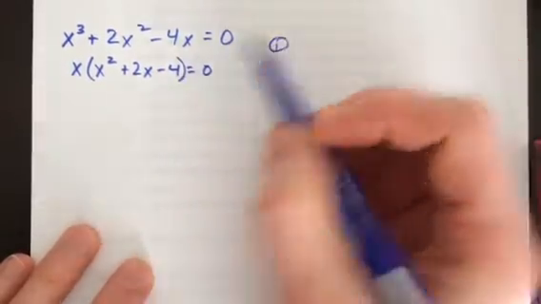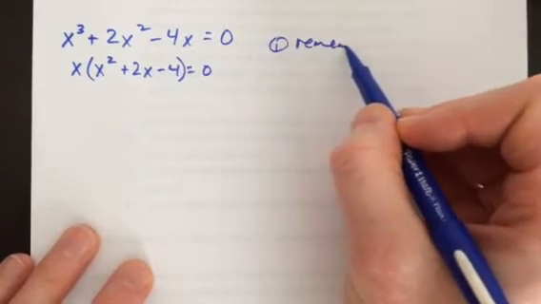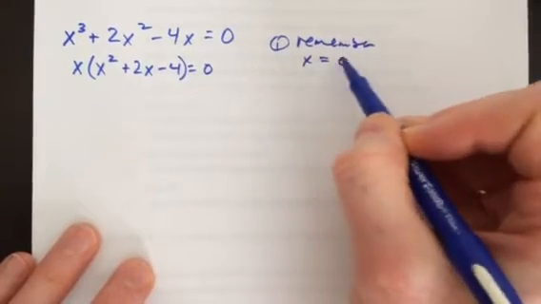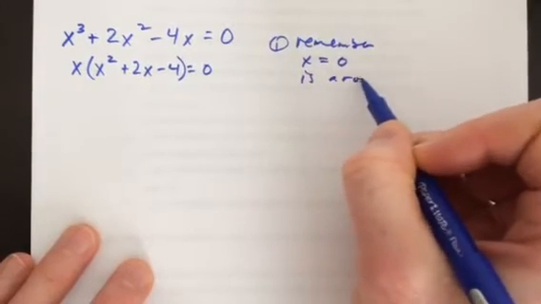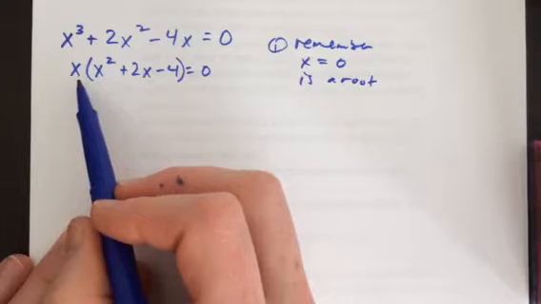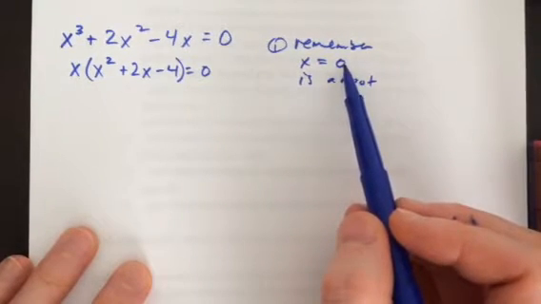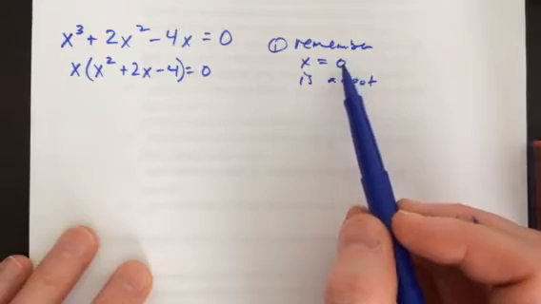Common error number 1 was forgetting that x equals 0 is a root. So this is always going to be one of the roots. And you want to make sure that's on your graph too, that x equals 0 is a root, so it's going to be an x-intercept. The graph is going to go through the origin.